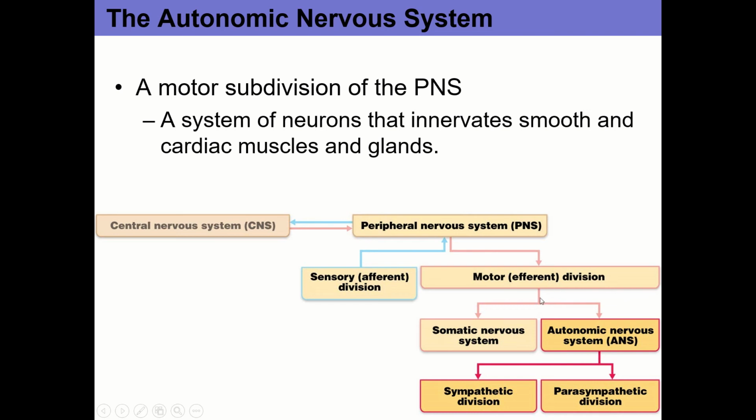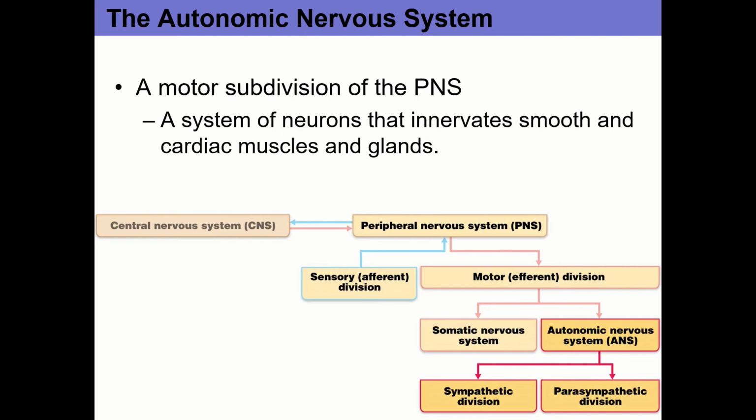So the autonomic nervous system is a division or branch off of the motor branch of the peripheral nervous system. So if the somatic branch does voluntary muscle contraction, then the autonomic branch largely does involuntary muscle contraction. So one of the things to understand about the autonomic nervous system is basically it's responsible in many ways for maintaining homeostasis. So remember, homeostasis, you want to maintain that nice, stable internal environment.